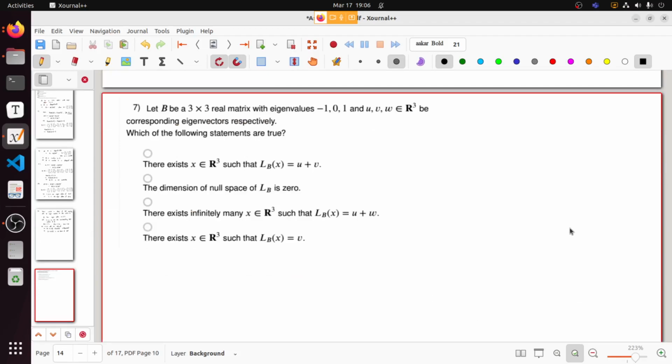Okay, what it is saying: let B be a 3 cross 3 real matrix with eigenvalues -1, 0, 1, and U, V, W vectors of R3 be the corresponding eigenvectors, and which of the following statements are true? So given that, BU is an eigenvector with eigenvalue -1 times U, right? BV is with eigenvalue 0, and BW is an eigenvector with eigenvalue 1 times W, right?